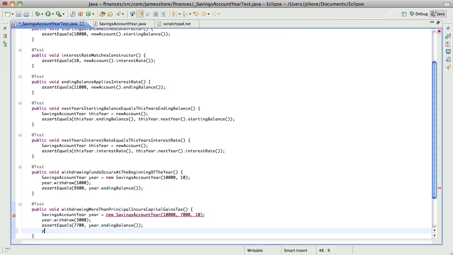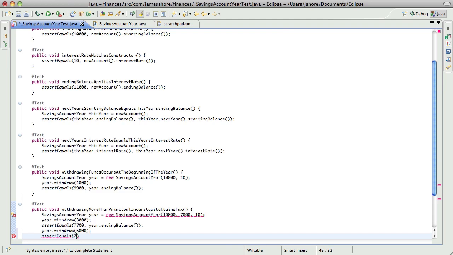But then if we withdraw more than that, let's say we withdraw 5,000 more, now we've got 2,000 in the bank, 2,000 plus 200 in interest minus capital gains tax on that 5,000. So 5,000 times, let's say, 25%.